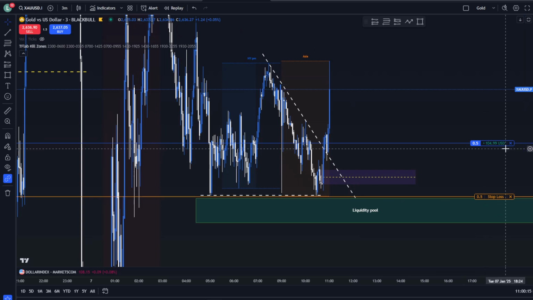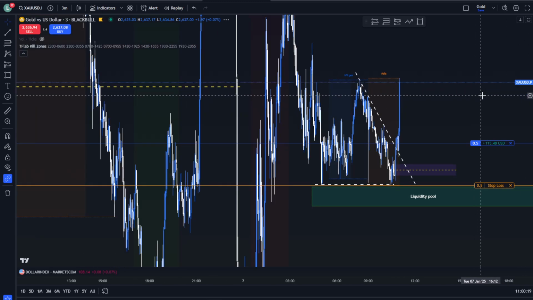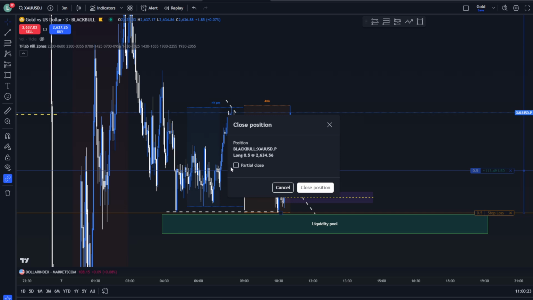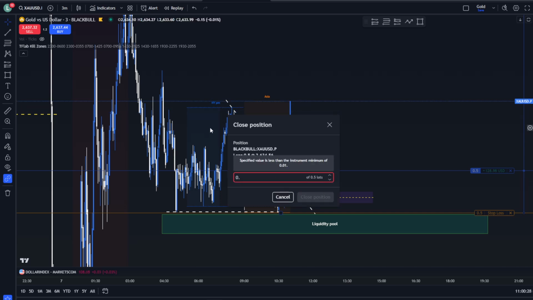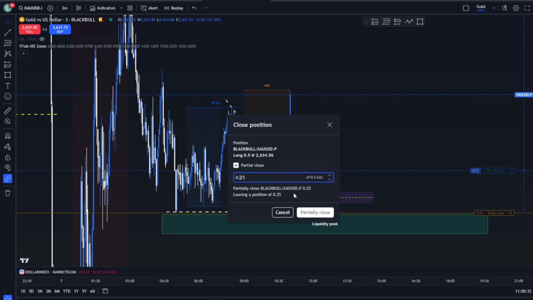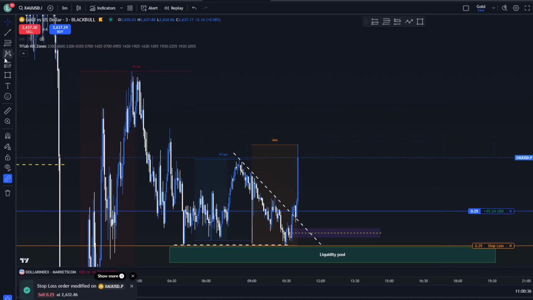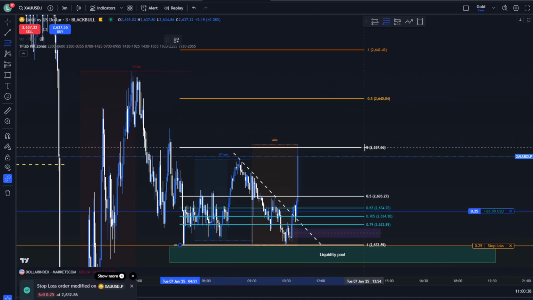Okay, just checking in quickly with this. I didn't get a chance to take partials right here. We're going to just watch to see how we go. It's going to take a partial. It's going to be a 0.25. Alright, I'm a bit late on this partial, but that is okay. Let's get this Fibonacci back up.